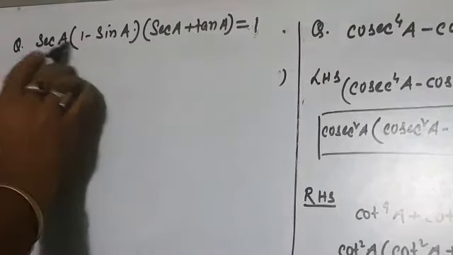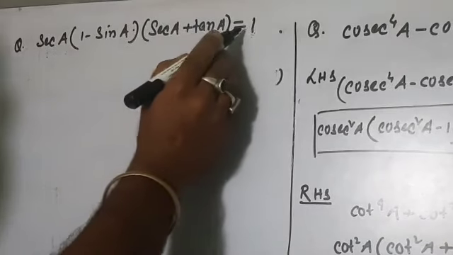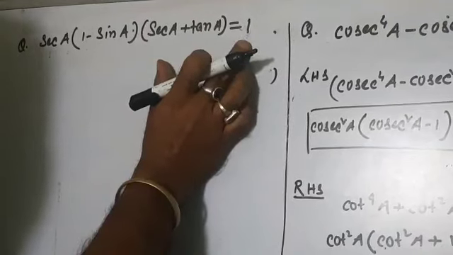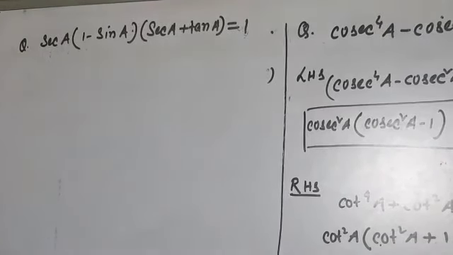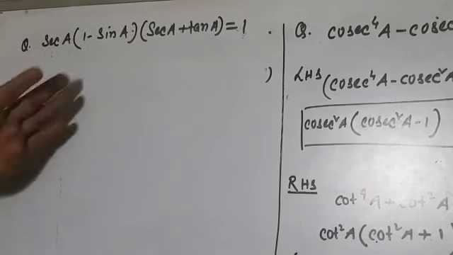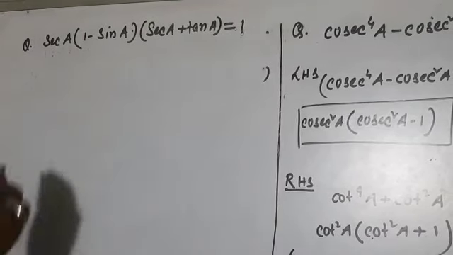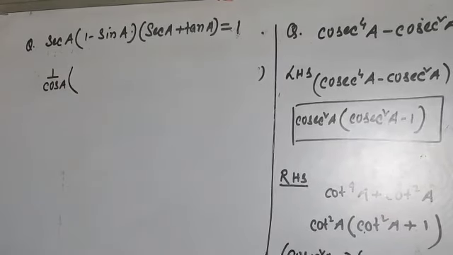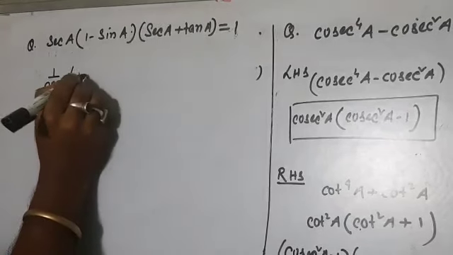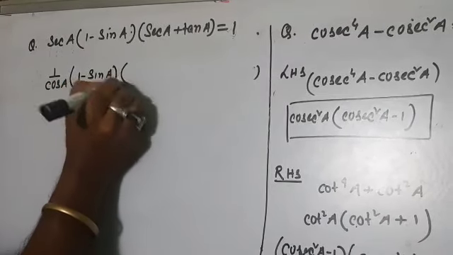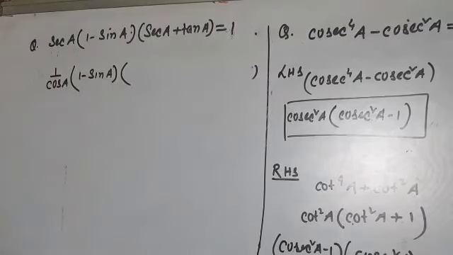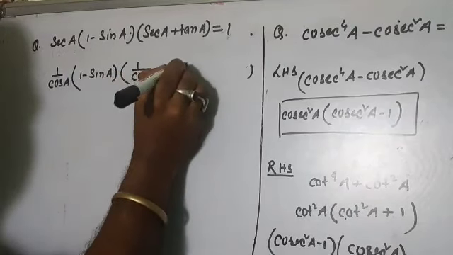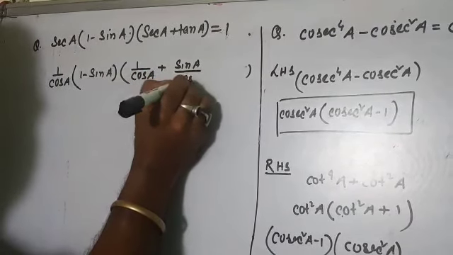Next question: (sec A minus tan A)... sorry, (1 by sec A) into (1 minus sin A) into (sec A plus tan A) is equal to 1. So I have to solve, and if I find the value 1, then LHS and RHS both are equal. So take LHS, this one. I just change sec to 1 by cos. Sec A we can say 1 by cos A, 1 minus sin A we write, and again sec A is what? 1 by cos A, and tan A is sin A by cos A.